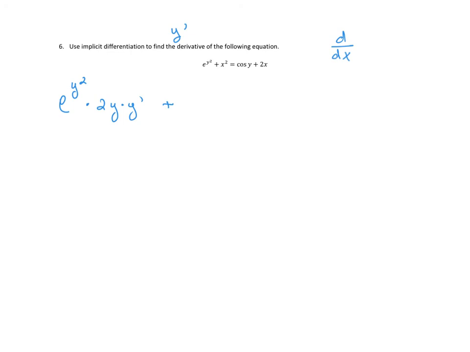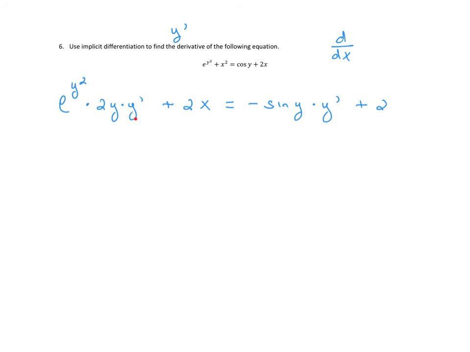Okay, I need to take the derivative of x squared. That's simple. It's 2x. And on the other side of my equation, the derivative of cosine of y is negative sine of y. By the chain rule, though, you have to multiply by y prime. And the derivative of 2x is just 2.